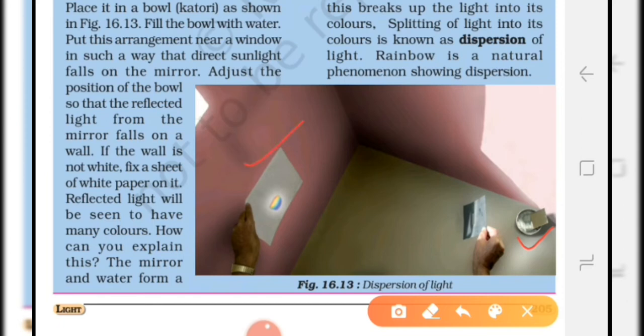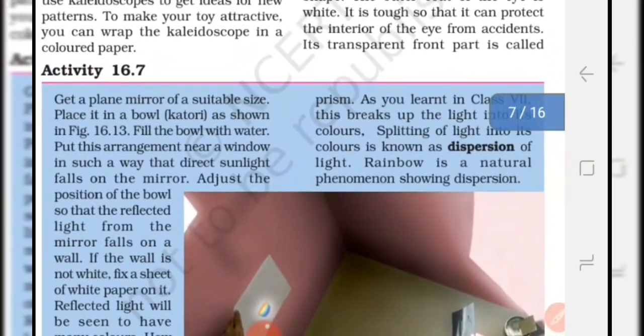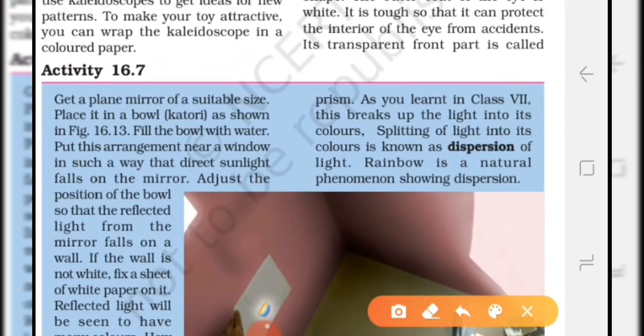The reflected light will be seen to have many colors. This is because the mirror and the water form a prism and break up the sunlight into 7 colors. So this activity proved that white light consists of 7 colors. The splitting of white light into its colors is known as dispersion of light. A rainbow is a natural phenomenon showing dispersion.